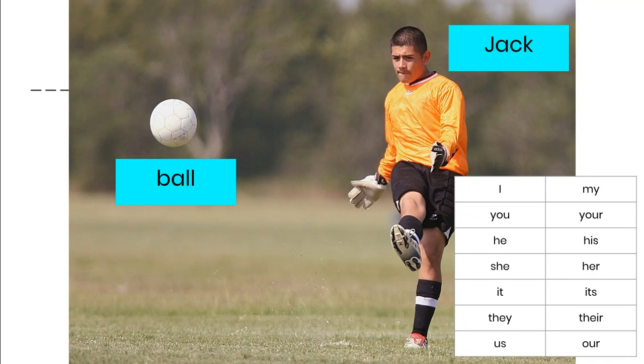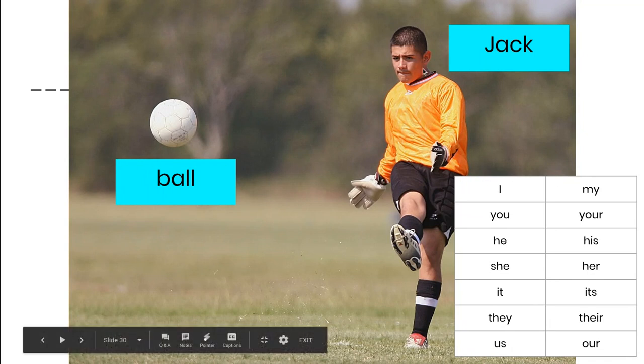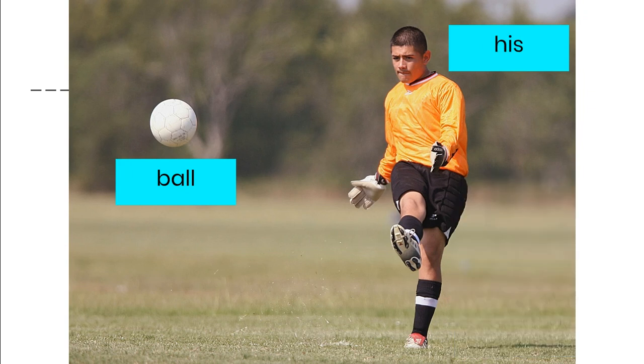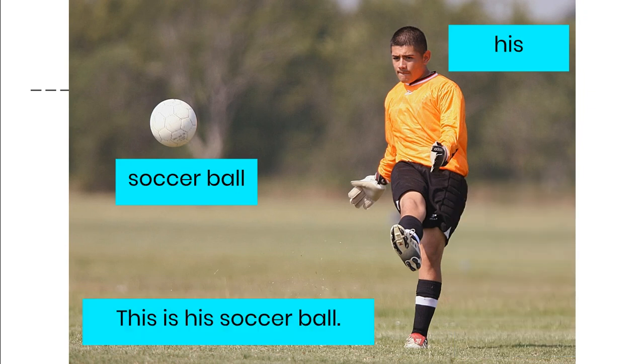So we have the same pictures from before, but this time instead of using the name, we're going to change it to a pronoun. So remember that we had Jack, and if we look at our chart here, we can see which pronoun we could use. It's one man, so we would usually say he. If it's just a sentence about him, we could say he is a soccer player, he has an orange shirt, he is kicking the ball. But when we are using a possessive pronoun, we're going to use the word his. So the sentence would become, this is his soccer ball.